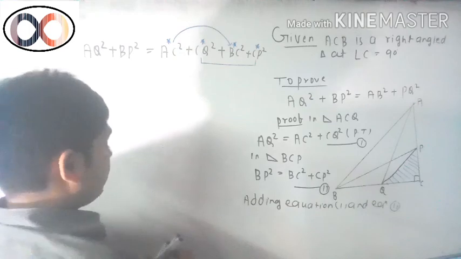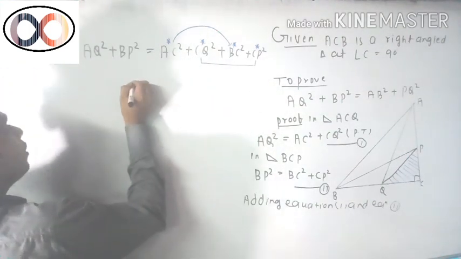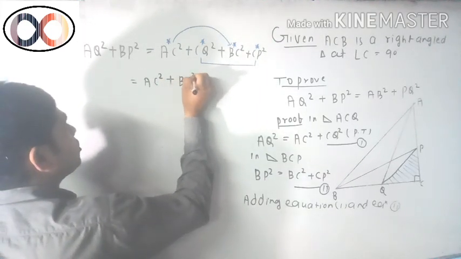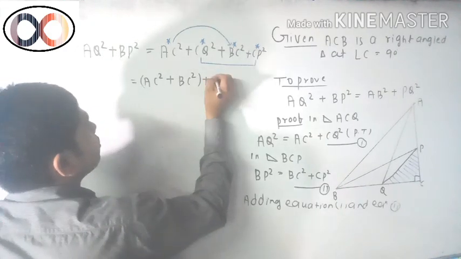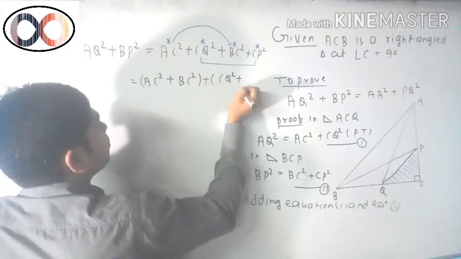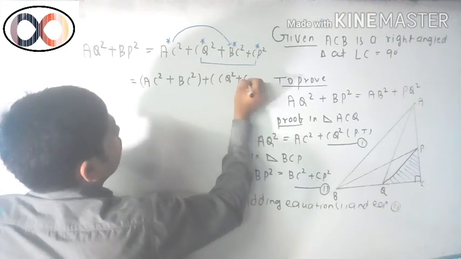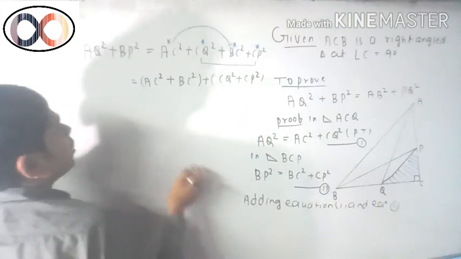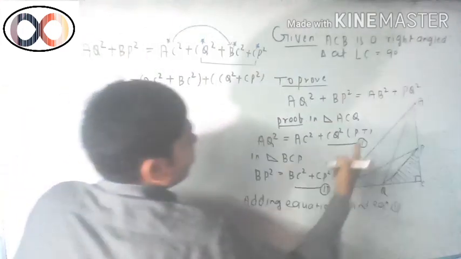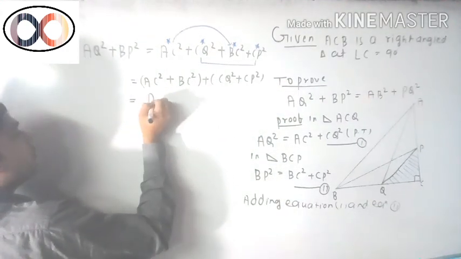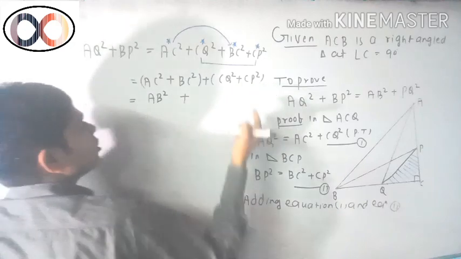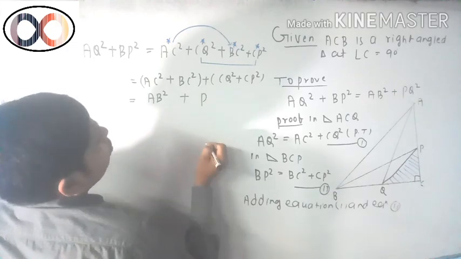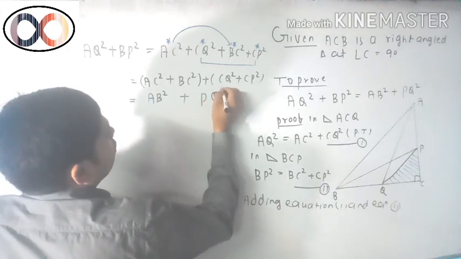So we can write here AC square equals AC square plus BC square plus CQ square plus CP square. So AC square plus BC square becomes AB square, and CQ square plus CP square becomes PQ square. Okay, so PQ square. Yes, PQ square. So this is the proof.